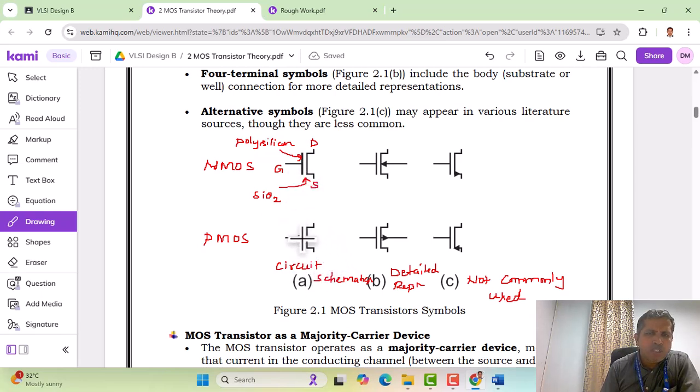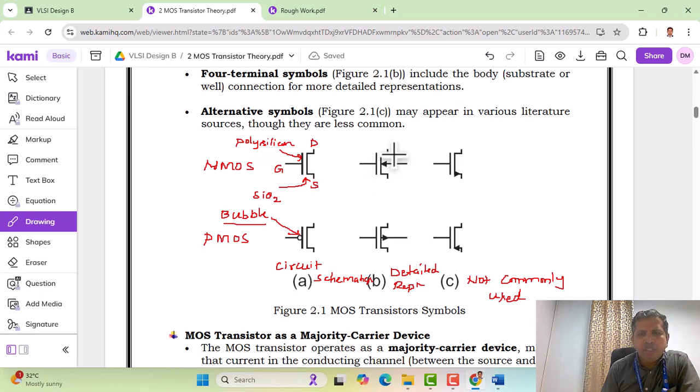Now you can see for the PMOS transistor, we have the same symbolic representation. The only difference between the NMOS and PMOS transistor is that we have a bubble here that shows a complement. So here we have a bubble for the PMOS symbol, and here we don't have any bubble for the NMOS symbol. The rest of the symbolic representation of NMOS and PMOS remains the same, except that there is a bubble for the PMOS representation.